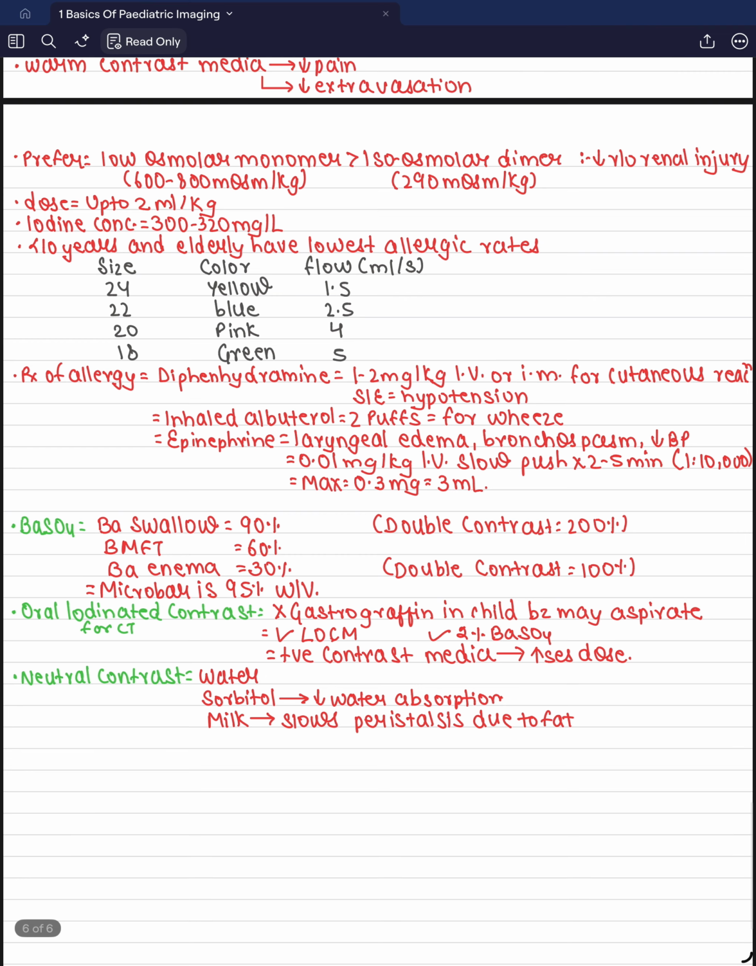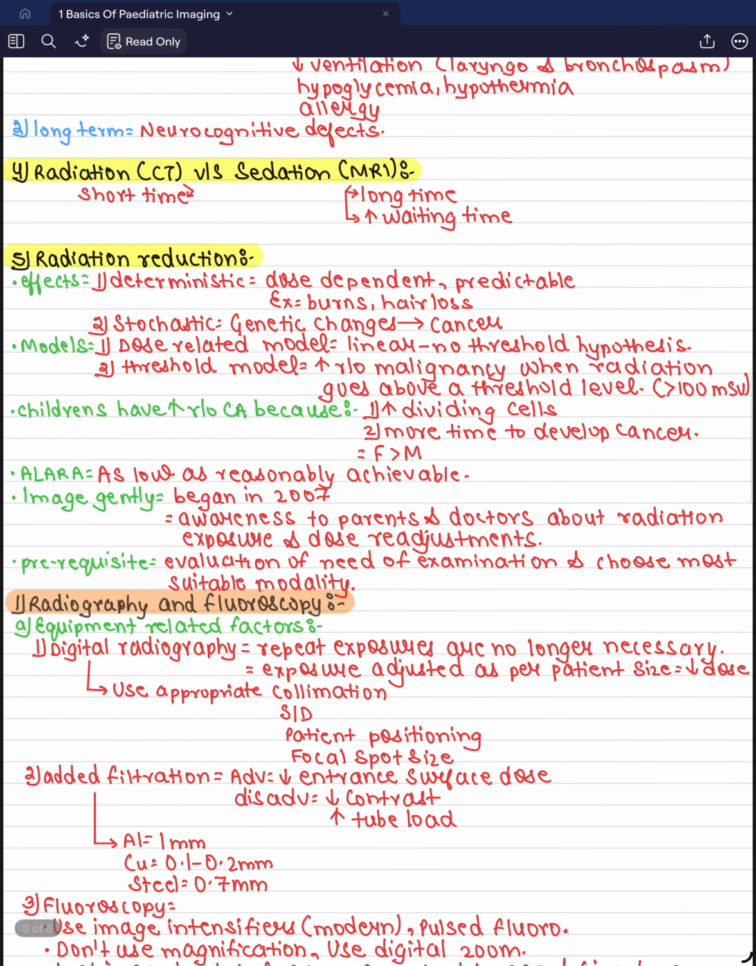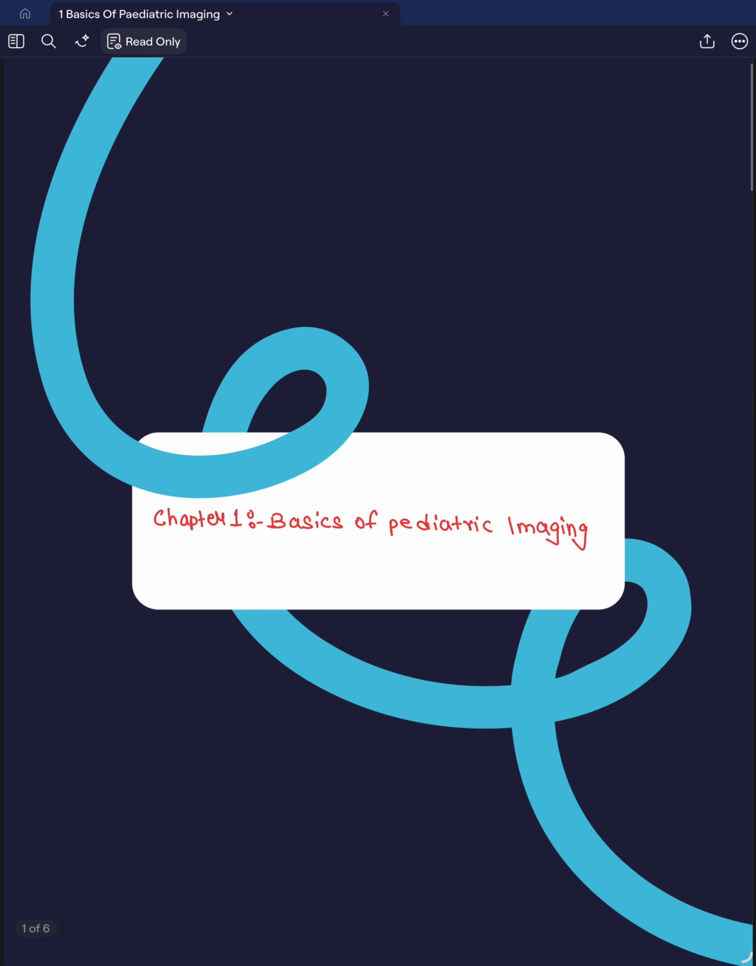So this was all that we had to know in pediatric imaging. I hope you liked it. So we completed the first chapter, basics of pediatric imaging.